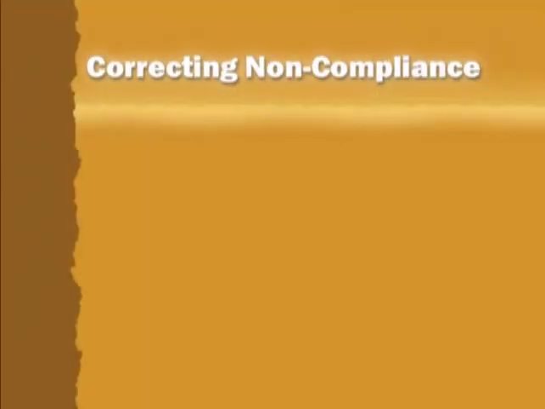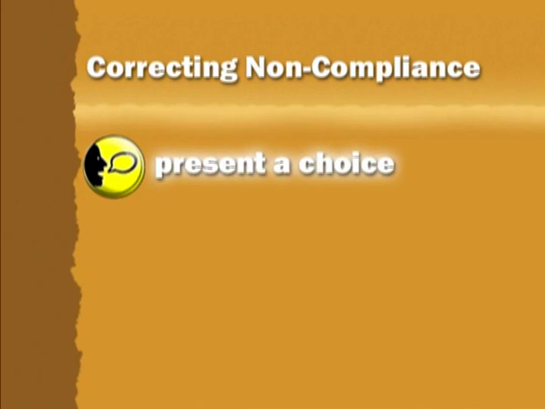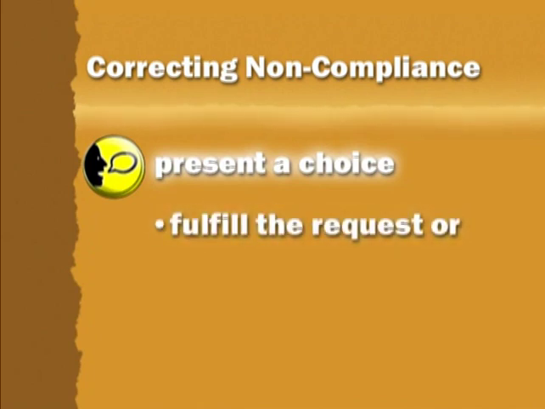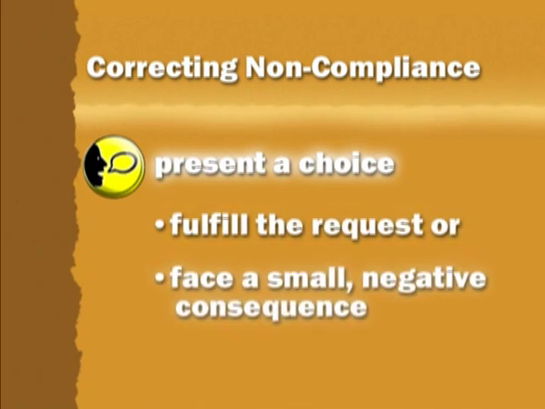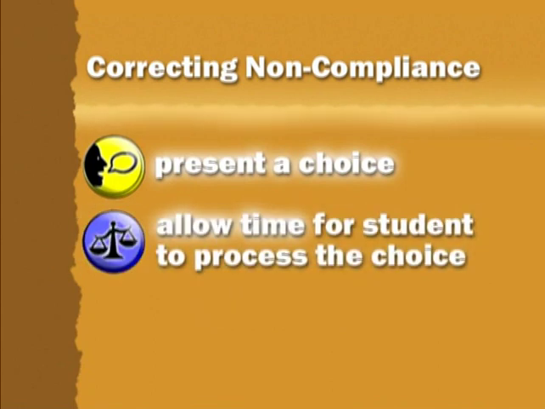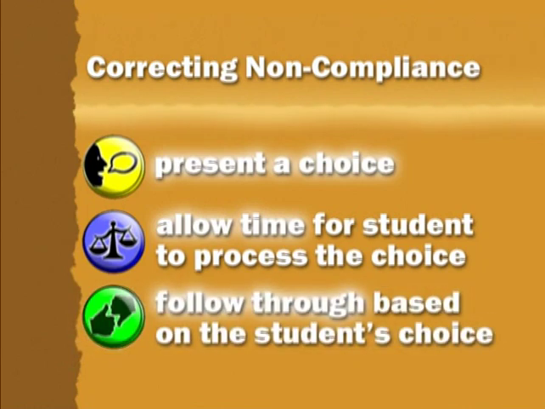Please note that it is very important to maintain the flow of instruction. To correct non-compliance, present a choice for the student to either fulfill the request or face a small negative consequence. Allow the student time to process this choice and then follow through based on the student's choice. All the while, maintain the flow of instruction.